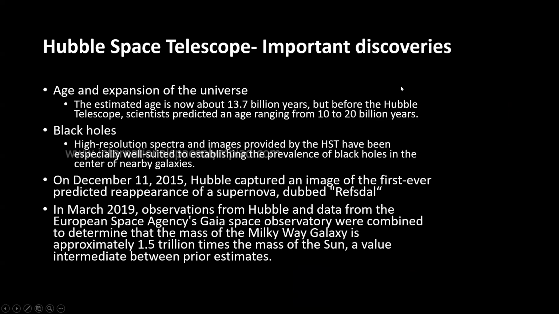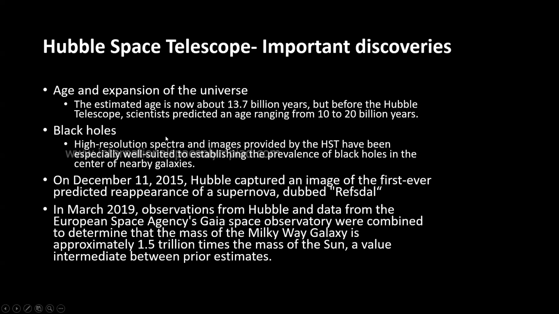Then Hubble's important discoveries, just the important ones: age and expansion of the universe. The age of the universe was accurately calculated after Hubble. We knew it was a range between 10 to 20 billion years, a rough one. Now we know that it is almost certainly, with some minor error, around 13.7 billion years. That happened after Hubble.